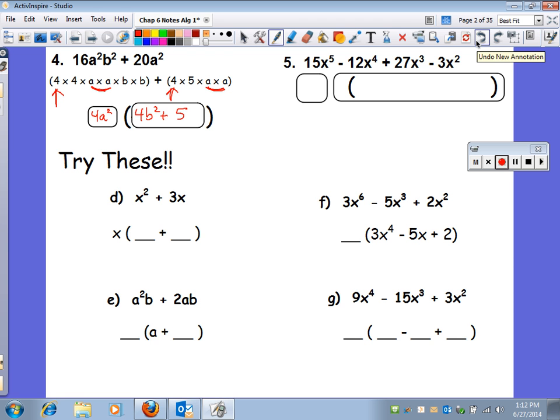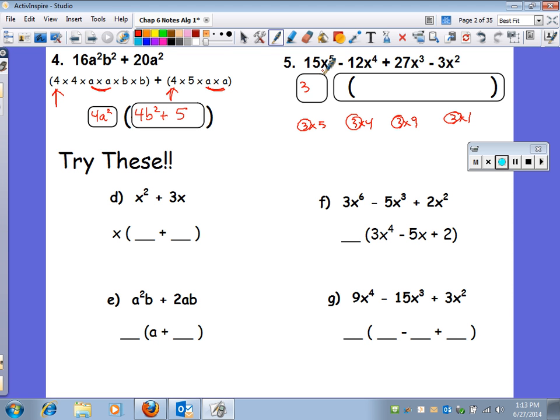So that would be factored down. If I take this, I could factor down into these two pieces. Let's see what this would have. 15 is 3 times 5. 12 is 3 times 4. 27 is 3 times 9. 3 is 3 times 1. So you see the common factor has to be a 3. They all have a 3 in it.